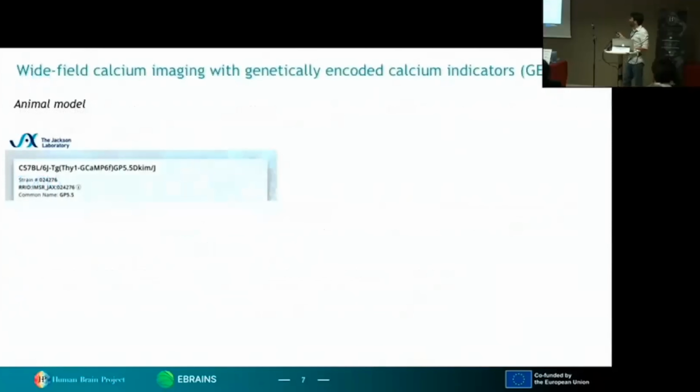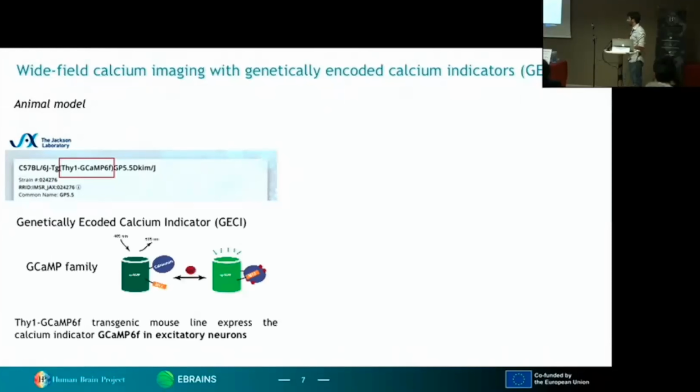So very briefly, the animal model that we use is the Thy1-GCaMP6f mice, that is a transgenic mouse line expressing the GCaMP indicator only in excitatory neurons. And the GCaMP is a genetically encoded calcium indicator, a protein complex that changes the emitted fluorescence according to the intracellular calcium concentration. So neuronal activity leads to a rapid increase of the intracellular calcium concentration that is reported by this indicator as a change in the emitted fluorescence.